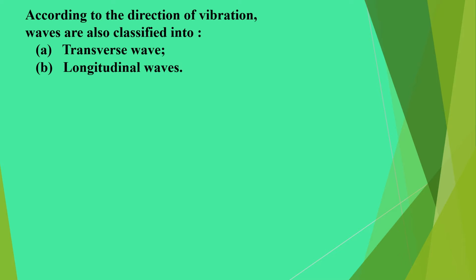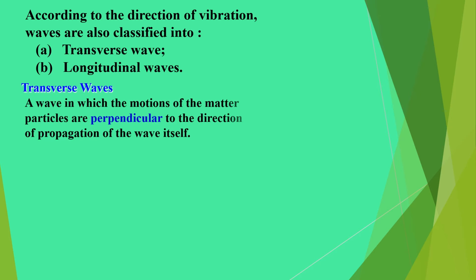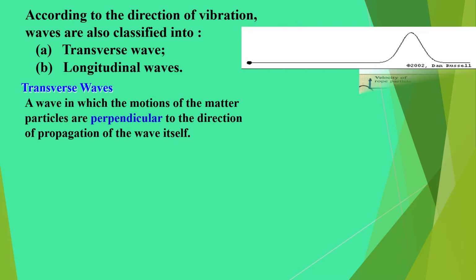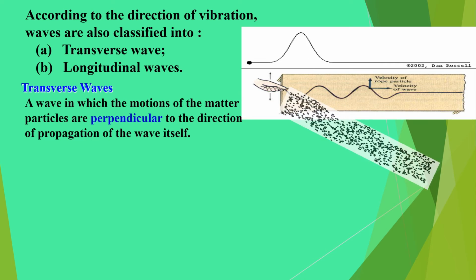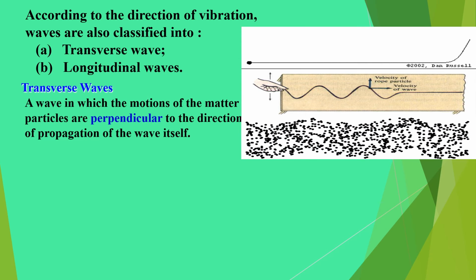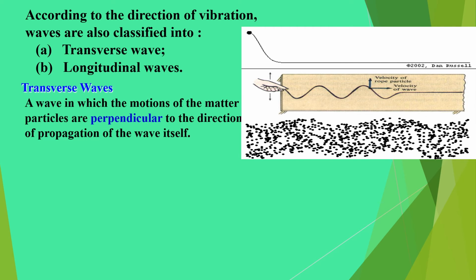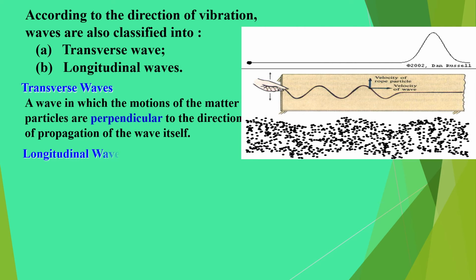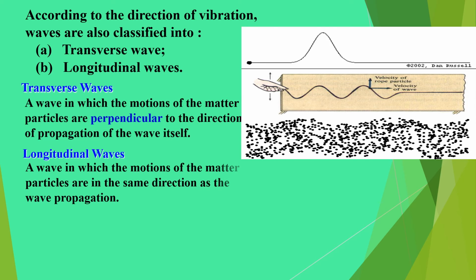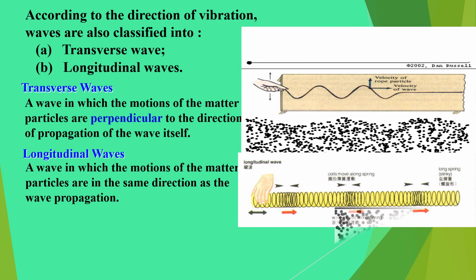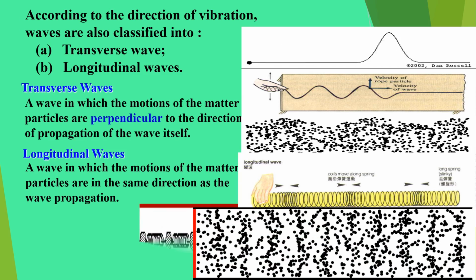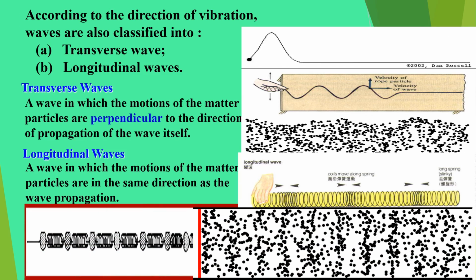According to the direction of vibration, waves are classified into transverse waves and longitudinal waves. A wave in which the motions of the matter particles are perpendicular to the direction of propagation of the wave itself is called a transverse wave. Longitudinal waves are waves in which the motions of the matter particles are in the same direction as the wave propagation.